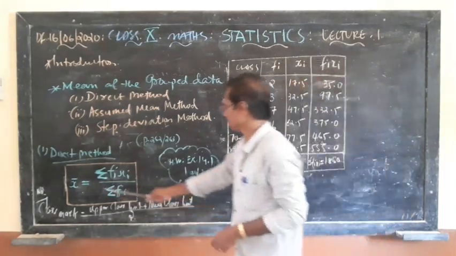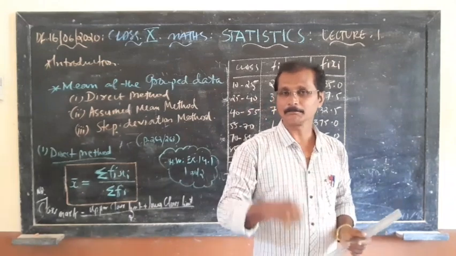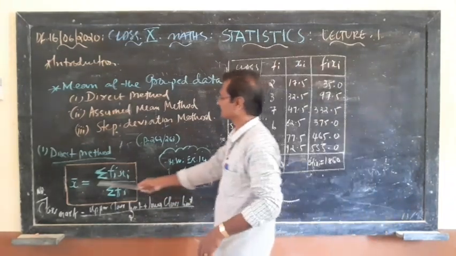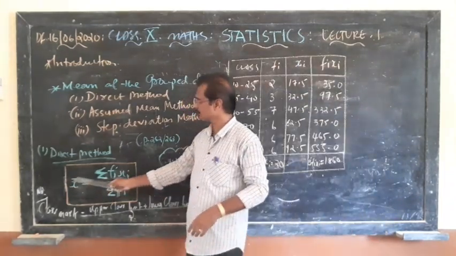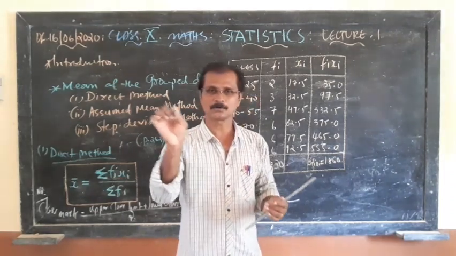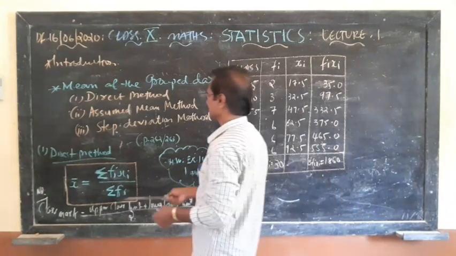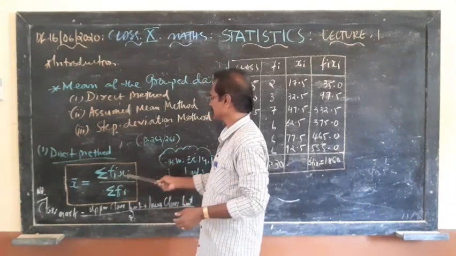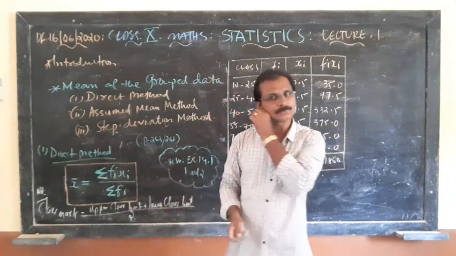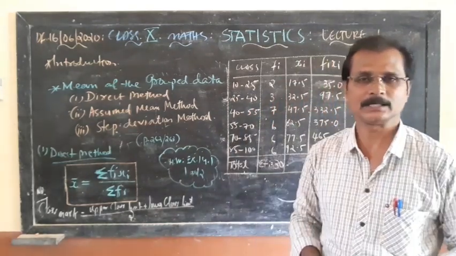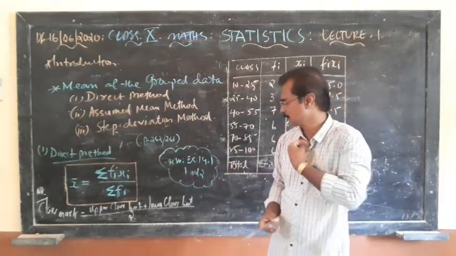Now listen, the mean is represented by x bar. We write x and on the top there is a small bar, so you read it x bar. X bar equal to sigma Fi xi divided by sigma Fi.